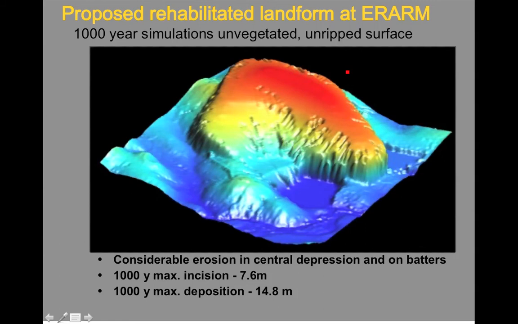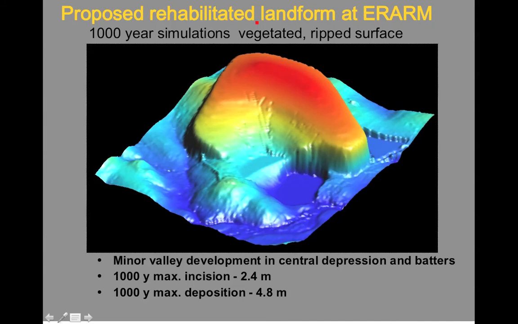So here is an example of the initial topography that was simulated. So he simulated 1,000 years of unvegetated, unripped surface, right? So this is the results after the modelling. So there was considerable erosion in the central depression and on some of the batters down the side here, right? After 1,000 years, the maximum incision was 7.6 metres, and the maximum deposition in some areas of the model was 14.8 metres, right? So the elevation increased by 14.8 metres in some and decreased by 7.6 metres in others.